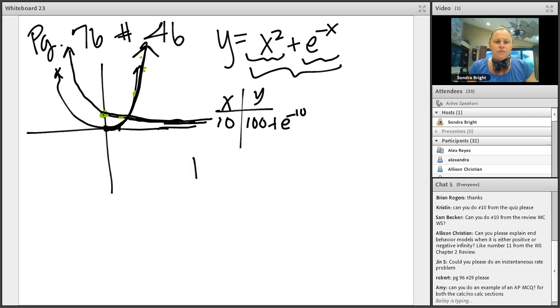And so the right end behavior would be x squared.